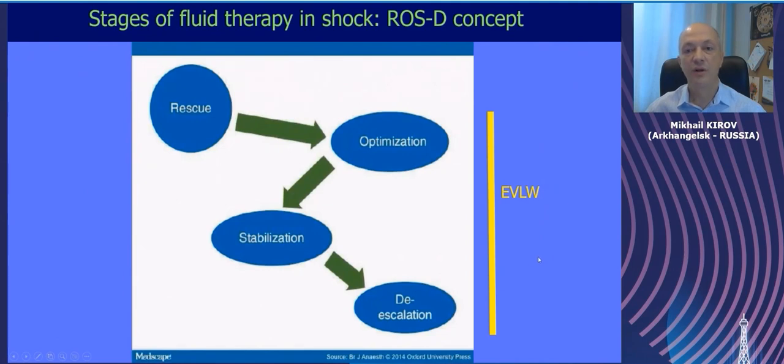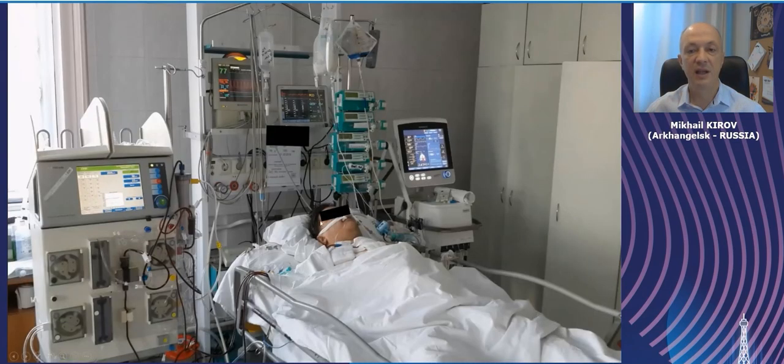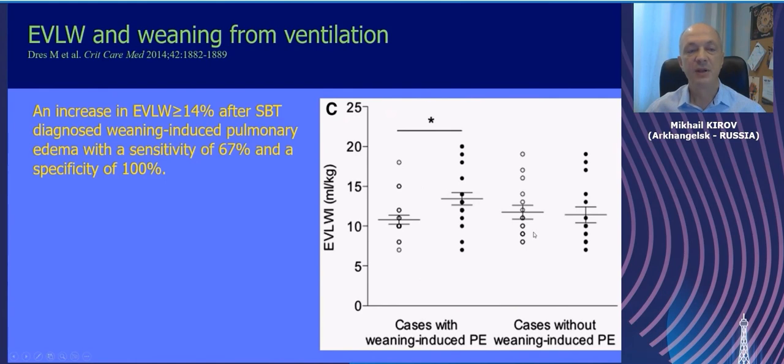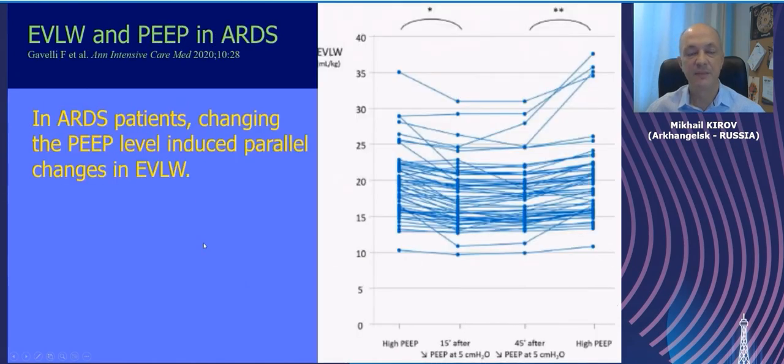During stages of shock, lung water measurements can be useful during optimization, stabilization, and de-escalation phases, like in this patient from our ICU, when we can titrate fluid load, ultrafiltration rate, and manage mechanical ventilation using this kind of monitoring. It has been shown that lung water can also be used during weaning from ventilation, and the increased lung water can diagnose weaning-induced pulmonary edema with a good sensitivity and specificity.